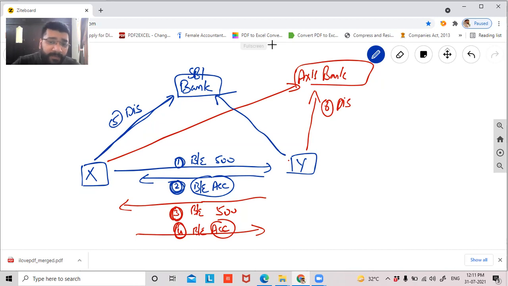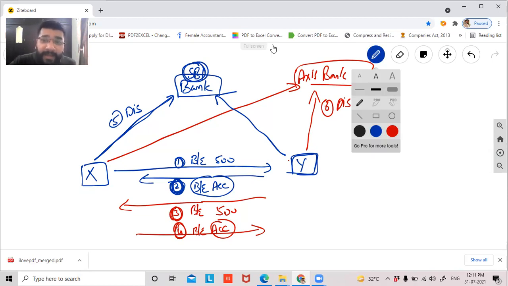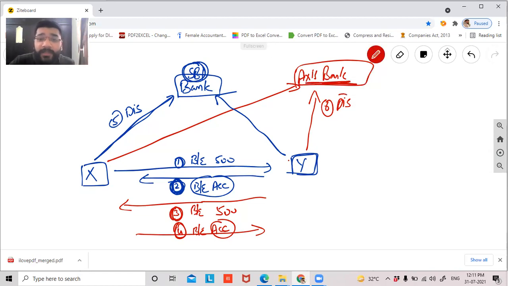The logic is very simple, guys. Y accepted this bill, and whatever bill Y accepted, X discounted from which bank? SBI Bank. So in SBI Bank, which bill is being discounted? The bill which Y accepted. So to SBI, who will pay? Y will pay. And in Axis Bank, which bill got discounted? The bill which was accepted by X. X said, okay, I'll pay. That bill was discounted, so X on the due date has to pay to Axis Bank.